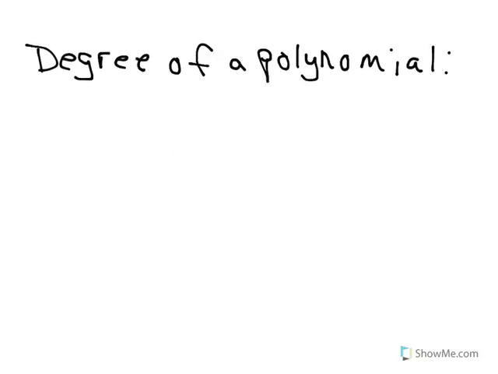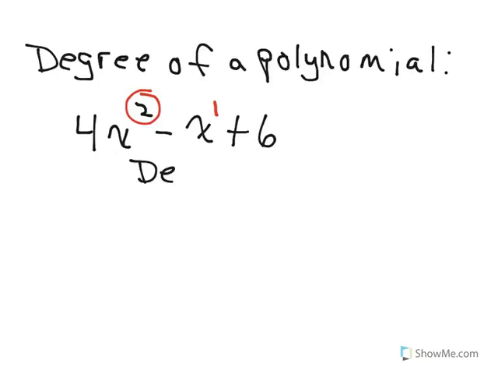The degree of a polynomial, such as 4x squared minus x plus 6, is also the highest degree. Remember that a variable with no exponent listed is really an exponent of 1. So in this case, 2 is larger than 1. This polynomial has a degree of 2.